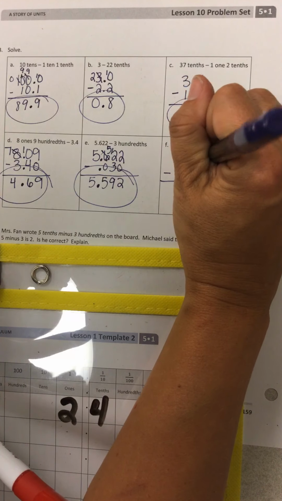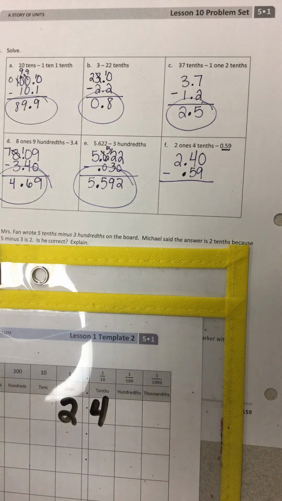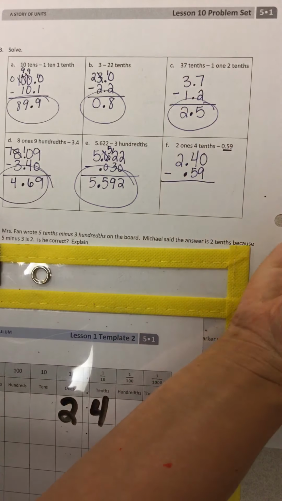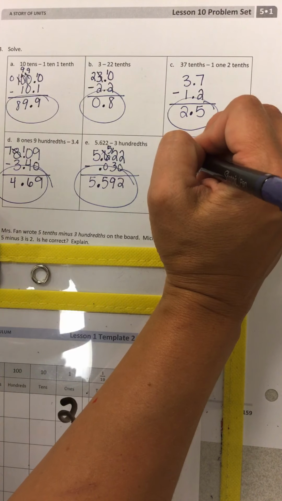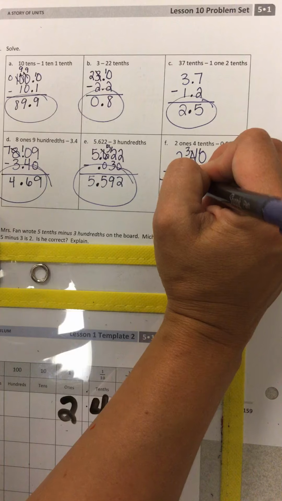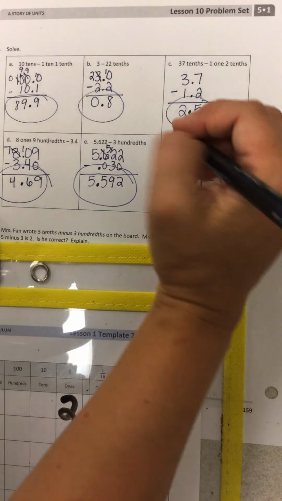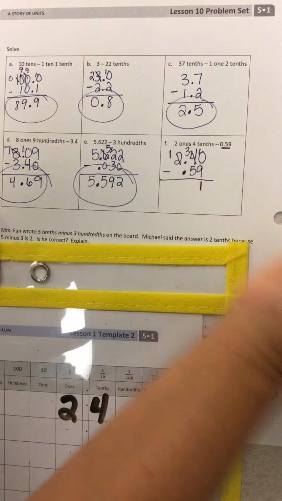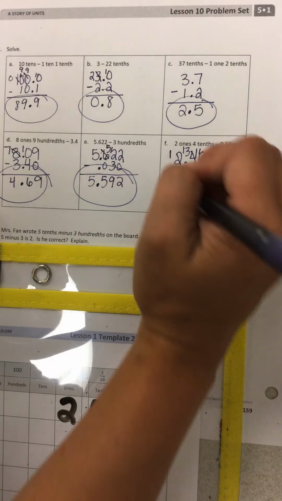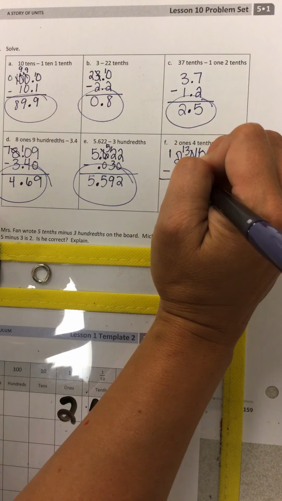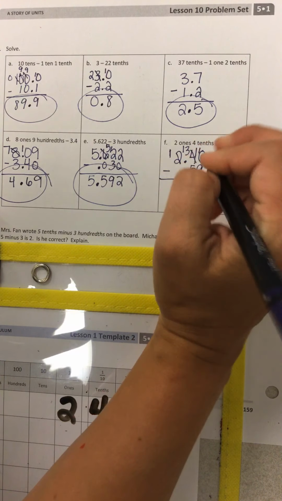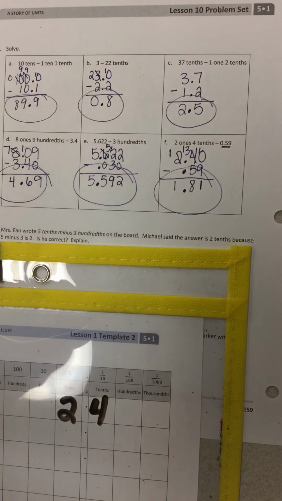Remember, I want to make sure that I have all of my columns covered, so I am going to add that 0. I can't do 0 minus 9, so I am going to borrow from my 4. It's going to turn into a 3. 10 minus 9 is going to give me 1. Okay. I can't do 3 minus 5, so I need to regroup again here. So that 2 is going to turn into a 1. My 3 turns into a 13. 13 minus 5 is going to give me 8. And then I'm going to bring my decimal point down, bring my 1 down. My answer is 1 and 81 hundredths.